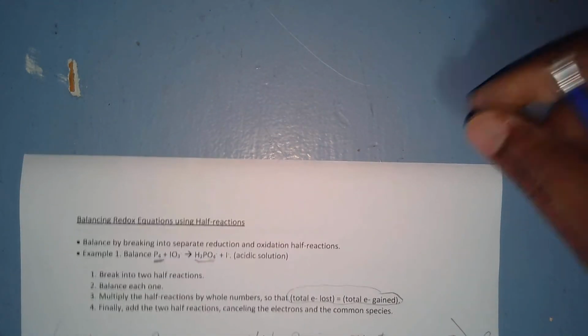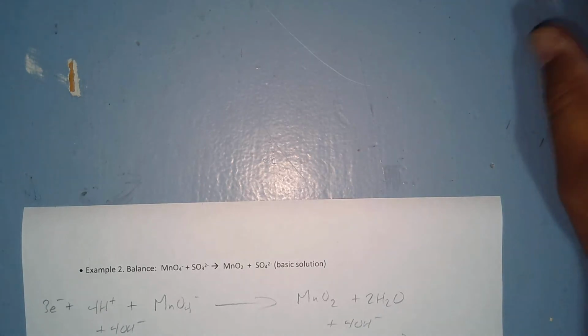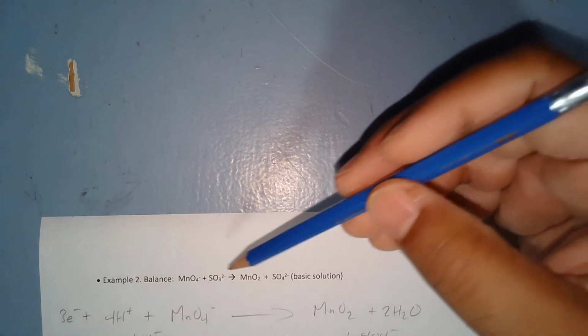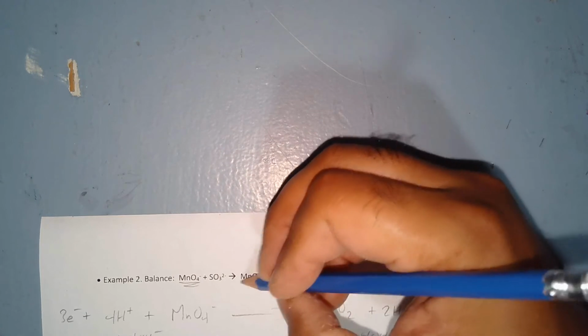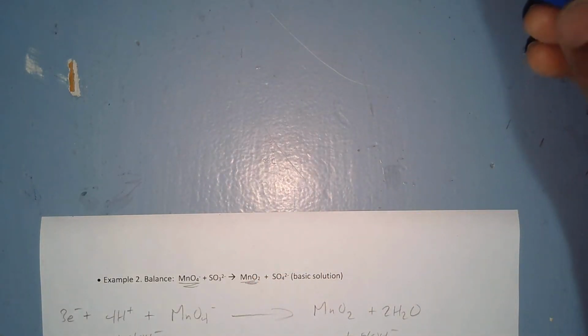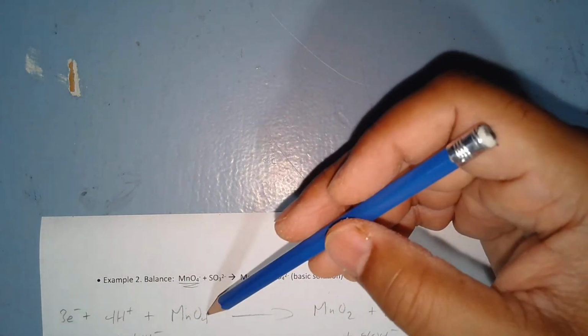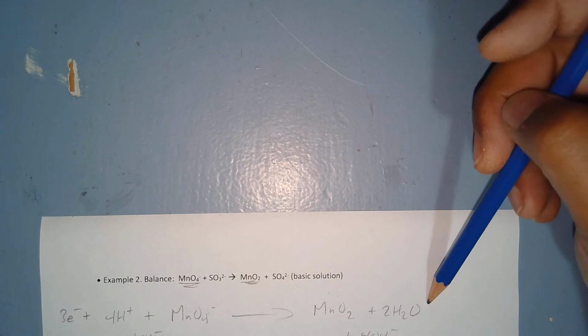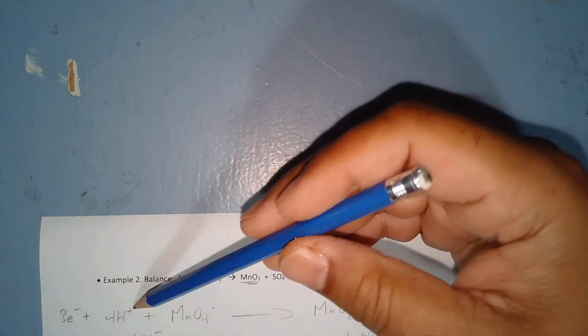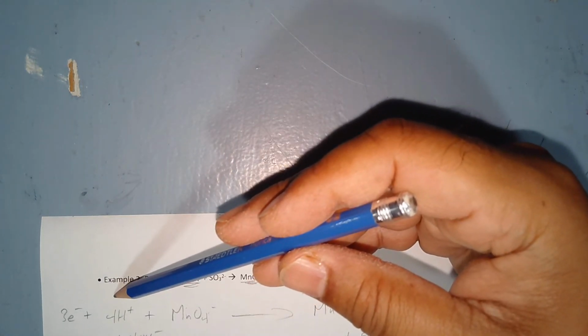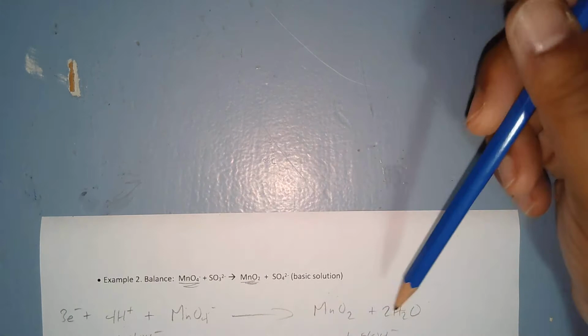Let's look at a couple more examples, this time in basic conditions. Same as before, we've got the two manganese, so this one goes with this one, and then the sulfurs will be the other half reaction. For the major atoms, Mn and Mn are both 1. We've got 2 more oxygens on this side, so we add 2 waters, and 4 H pluses. Then we add 3 electrons over here so that we get 0 on this side because there's 0 on this side.